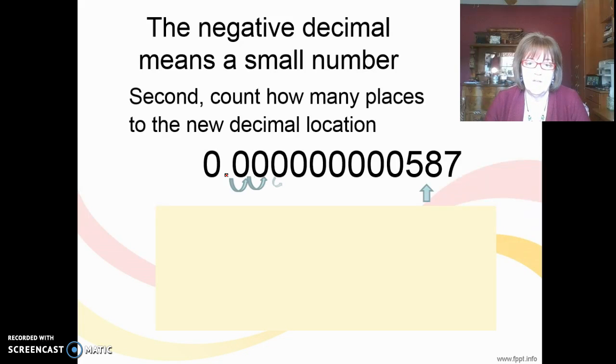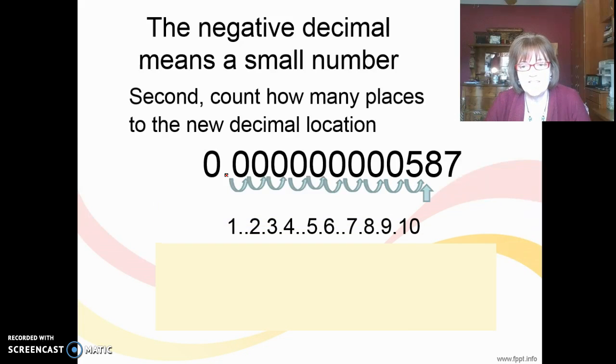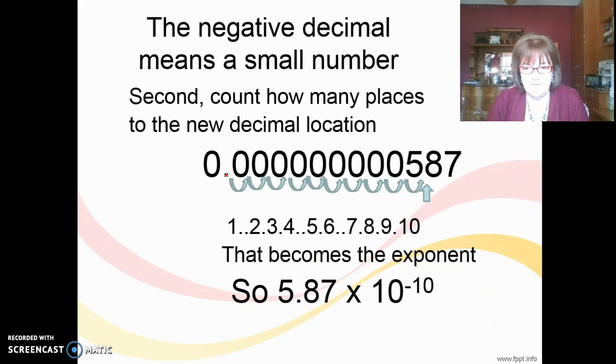1, 2, 3, 4, 5, 6, 7, 8, 9, 10 places. We counted 10 of them. It's a little harder with these because we don't have those nice commas that give us the groups of 3. So if it's 10 places, now remember we are talking about a tiny number, a very small number. So we've got to make our exponent negative. Our exponent has to be negative when we're making a tiny, small number.